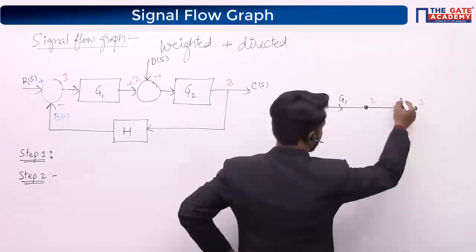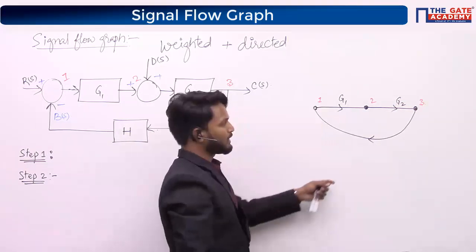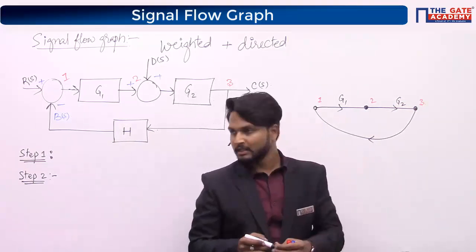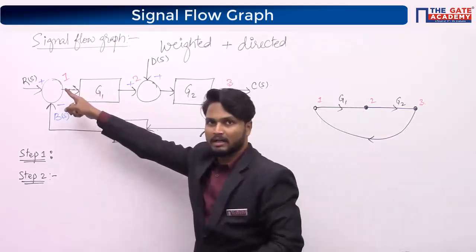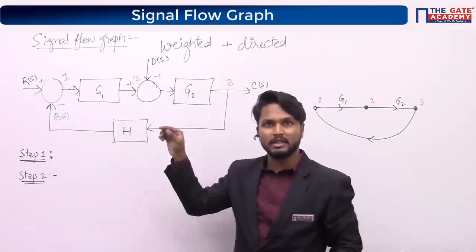So see here, this is G2. What about this? What is the gain in the feedback path? See here, 3 and 1 are connected by H. So what is the gain of this feedback path?